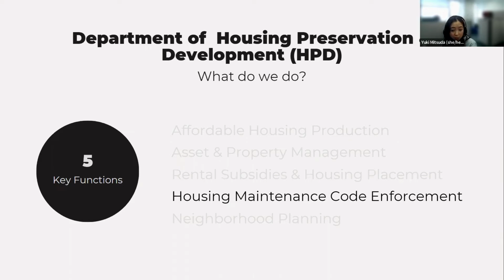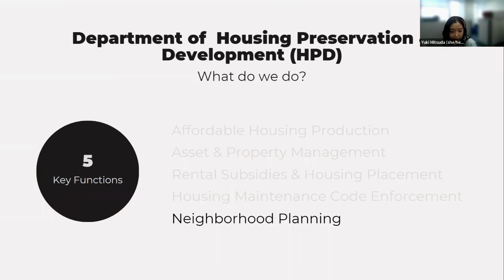Fourth, our code enforcement might be where the public interacts with us the most. We enforce the housing maintenance code by conducting inspections and responding to housing-related complaints filed through 311. For example, tenants may call 311 for heat or hot water issues, mold, pests, or other housing and safety concerns. We issue violations and also manage various housing quality enforcement programs like the 7A program, alternative enforcement program, and emergency repair program.